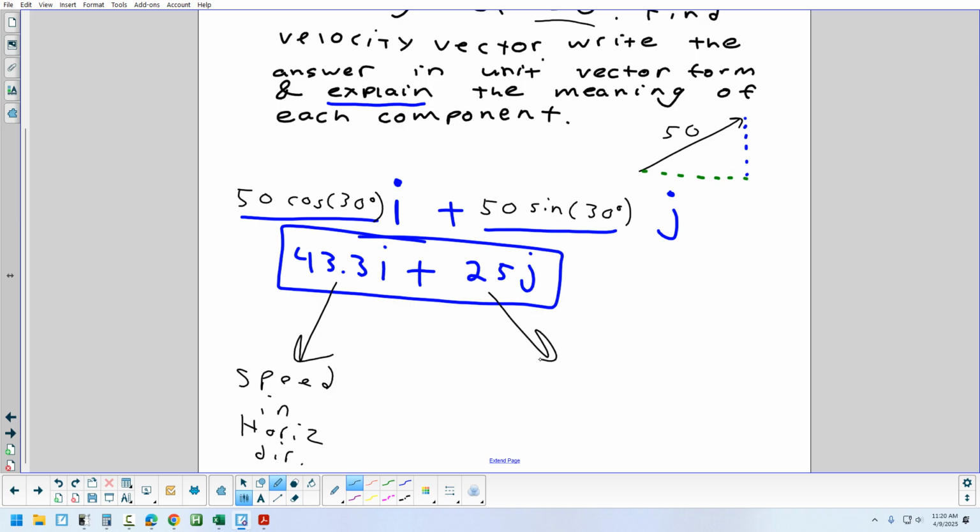And what about the 25? The speed of the object in the vertical direction. Right, that's the speed of the object in the vertical direction when it leaves your hand. So remember, we're in space. If you were above this situation and the object was below you and you looked down at it, the object would be coming up at you at 25 miles an hour. That's the speed it would be coming upward. So it's the speed in the vertical direction.